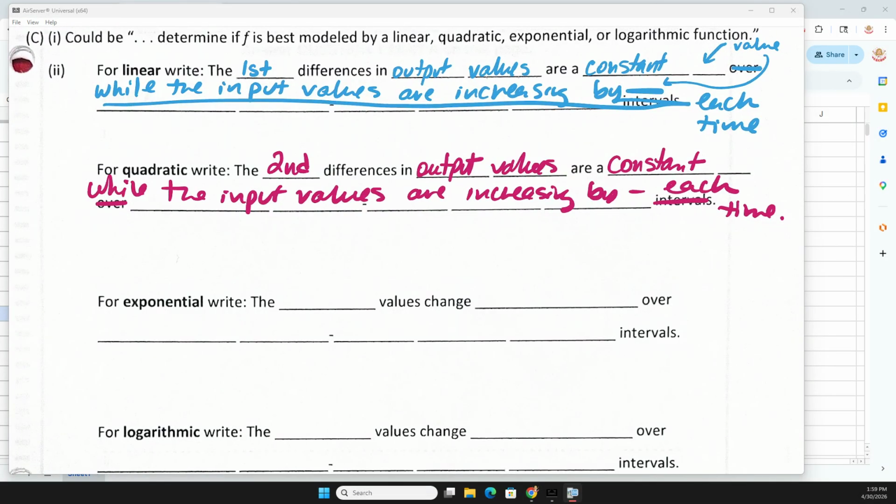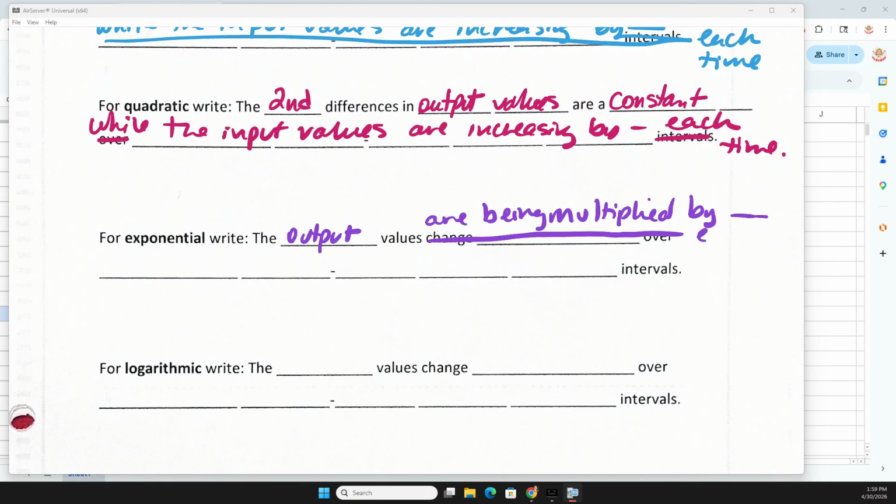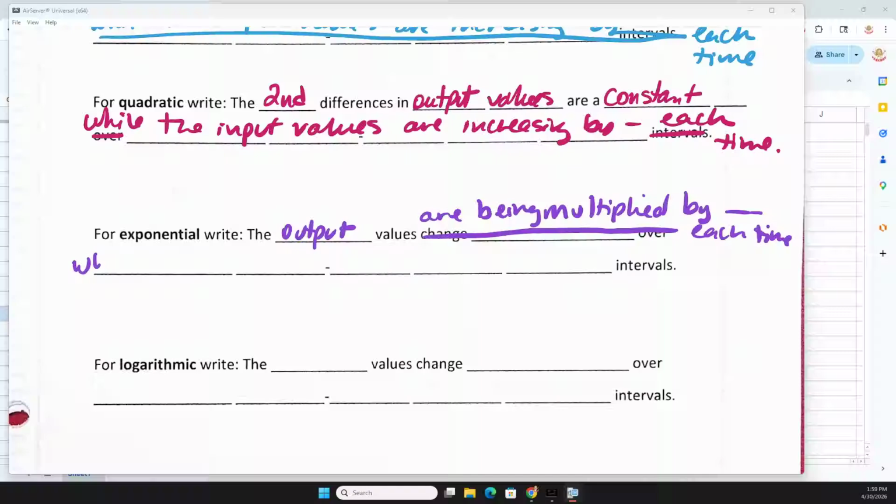Do you remember what's happening with the output values on exponential? The output values are being multiplied by something each time, while the input values are doing the same thing we just wrote twice.